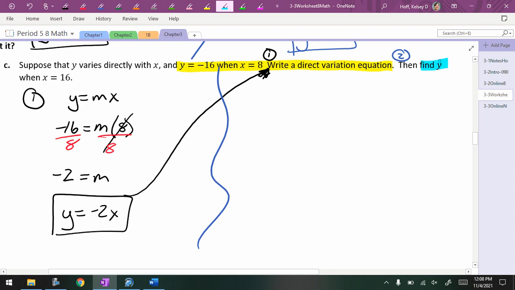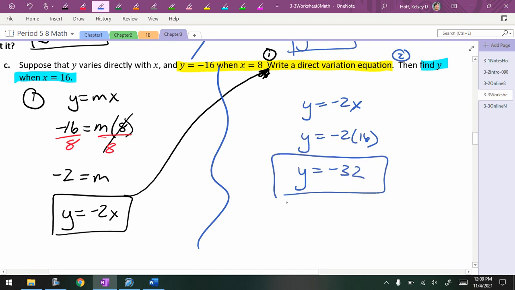Now, part 2, I'm going to find y when x equals 16. Rewrite the equation we just came up with. Y equals -2x. Am I going to replace y? No, because I'm finding y, right? Am I going to replace x with 16? What do I do to -2 and 16? Multiply. Y equals -32. That's your y value. I promise you, if you don't try to skip steps and you keep it in these two columns, you'll be fine.